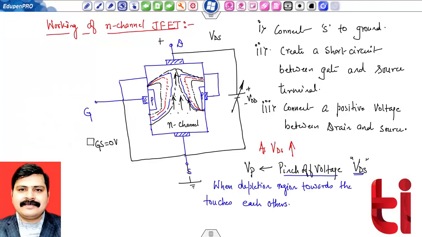I am making my gate terminal more negative in comparison to the source. That means I am connecting a negative voltage over here, and initially suppose I am connecting a voltage of 1 volt. So let us see the working, and now you can check my VGS equals minus 1 volt. So I have connected VGS equals -1 volt over here. So what will happen in this situation?